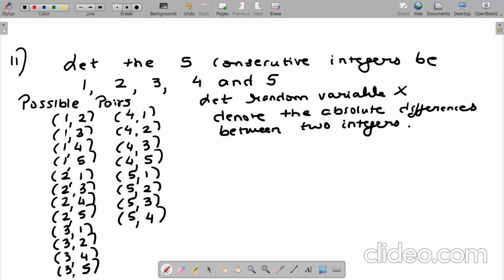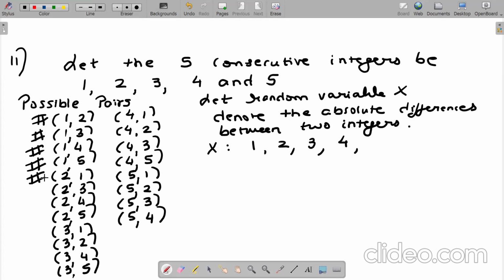Okay, so what are the absolute differences I can have? What are the values x can take? Okay, so x can take the following values. If I go over them, look at the first one. 1 minus 2 is minus 1. The absolute value is 1. Then 1 minus 3 is minus 2. The absolute value is 2. 1 minus 4 is minus 3. Absolute value 3. 1 minus 5 is minus 4, but the absolute value is 4.